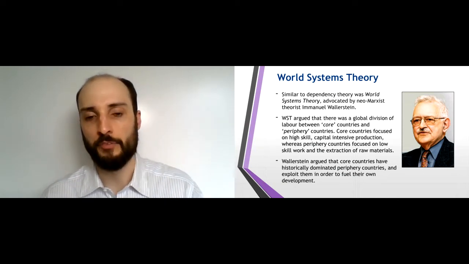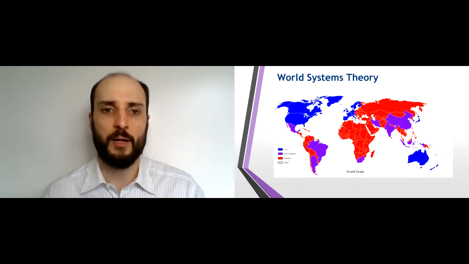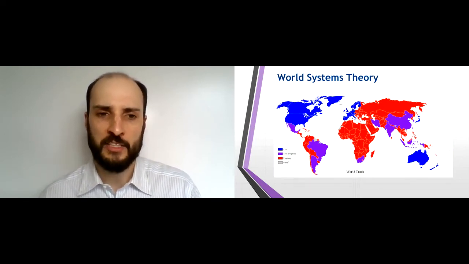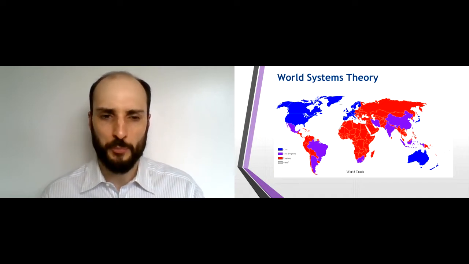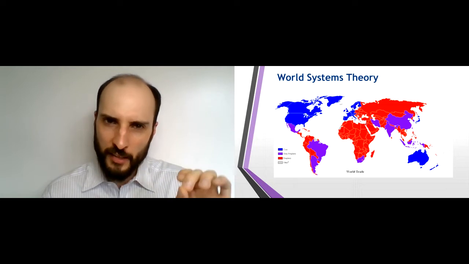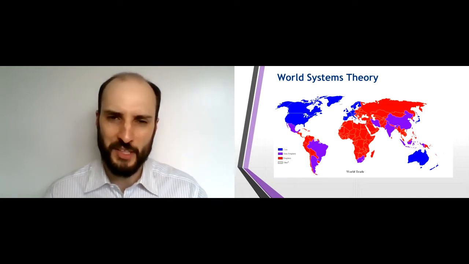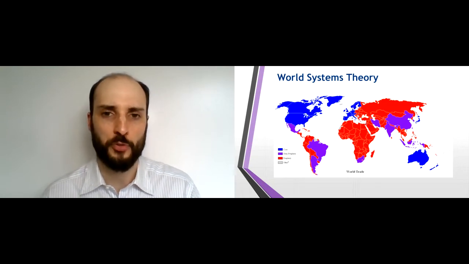You can see an example of a map here. This is an example of how the world systems theorists would divide up the world. And here you see not only core countries, but also periphery and semi-periphery countries. So there are some countries that are kind of in the border between these two aspects. They have aspects of core countries, but also aspects of periphery countries.